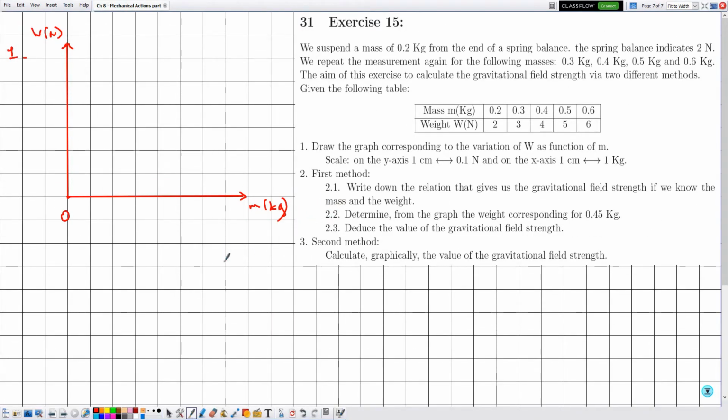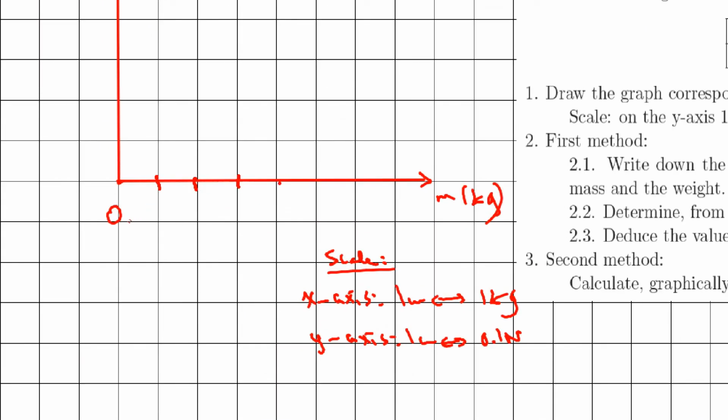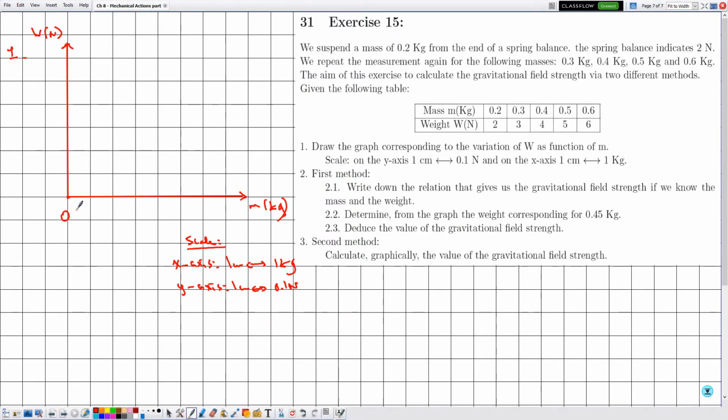Now let me specify the scale here. Then the scale along the x-axis: we have 1 centimeter corresponding to 1 kilogram. And as for the y-axis, 1 centimeter corresponding to 0.1 newtons. And now let's divide the scale. On the x-axis, for each 1 centimeter we have 0.1. So here there's something wrong. Let me correct it. So this must be 1. And this must be 0.1.